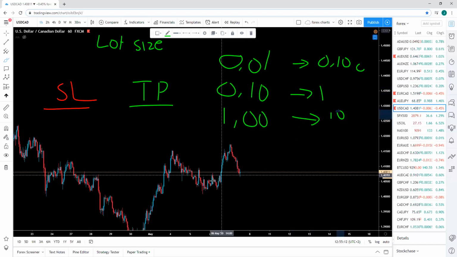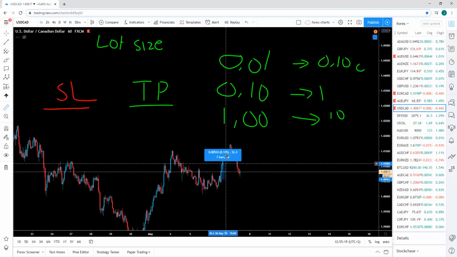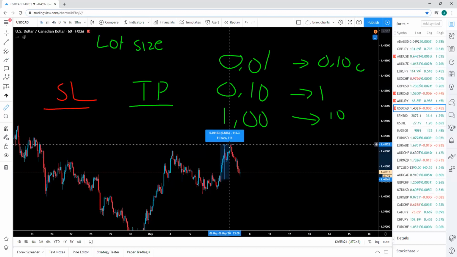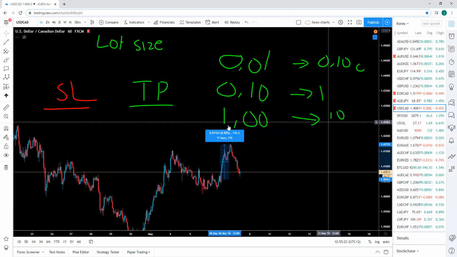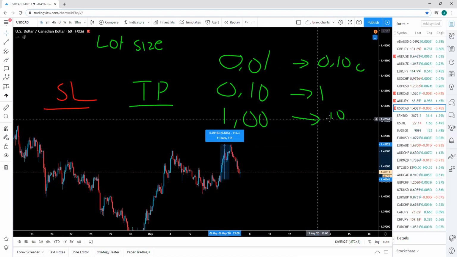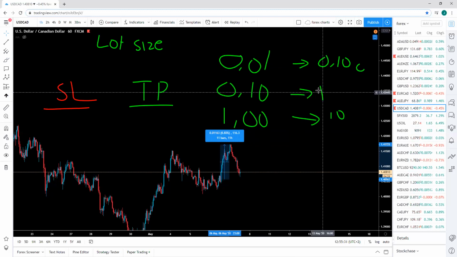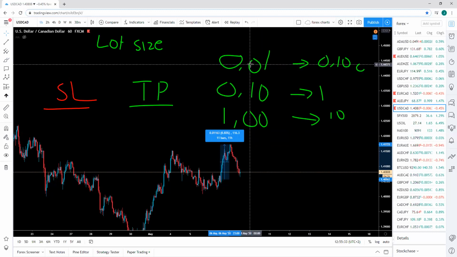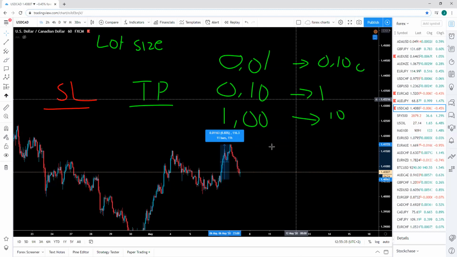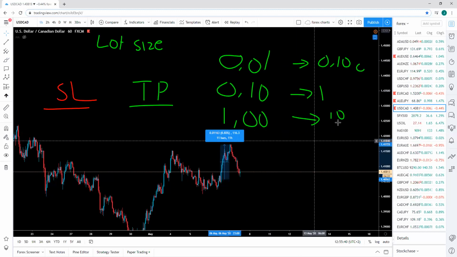So for each pip this thing moves, there's a pip, 1.6 pips, 2 pips, it goes up like this. So if it goes 120 pips like this, and you put 1.00 on this trade, you would have made $1,200. With this one, you would have made $120, and on the 0.01, you would have made $12. So it's the same movement. It's just that the lot size is calculating the value per pip.